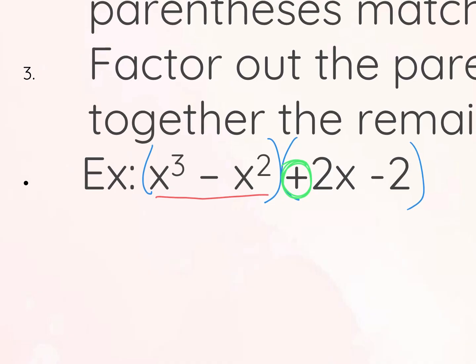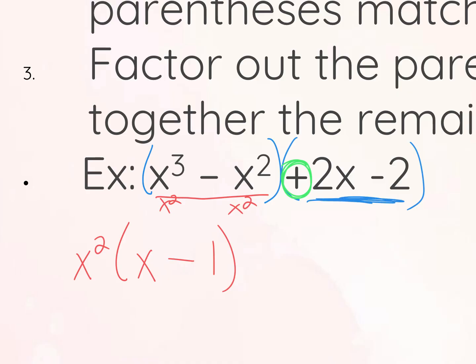Not a 2. What do they have in common? An x squared. So I'm going to take out that x squared. Look, when I factor out the x squared, what do I have left? What's x cubed divided by x squared? X. Minus, what's x squared divided by x squared? 1, okay? So now I'm going to do the exact same thing.